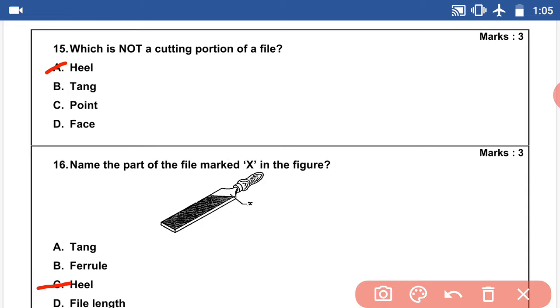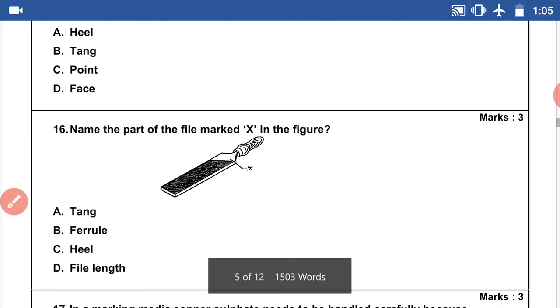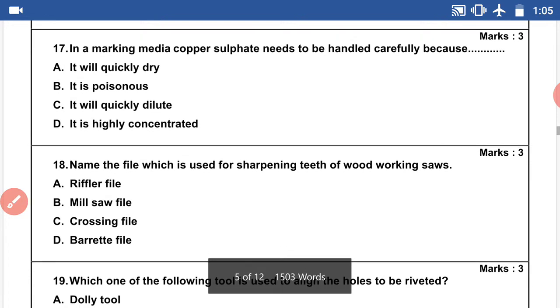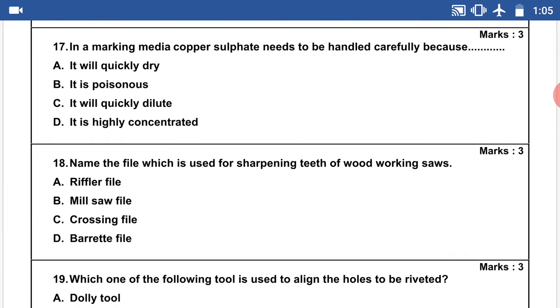Question number 17. In marking media, copper sulfate needs to be handled carefully because dash. Copper sulfate is a poison. Option B is correct. Question number 18. Name the file which is used for sharpening the teeth of a woodworking saw. The answer: Mill saw file, Option B.